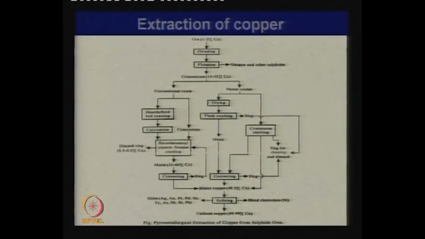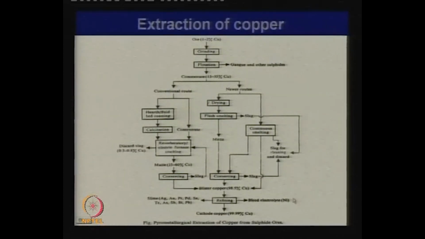I mentioned the pyrometallurgical steps in extraction of copper. In a conventional route, there are lots of operations. We have roasting, then reverberatory smelting, converting. These are combined in the flash smelting process. Roasting and smelting are combined. When you go for continuous copper, then all 3 steps are combined.